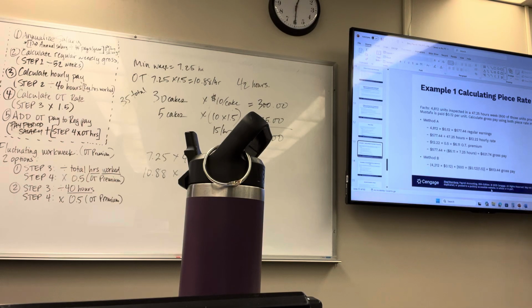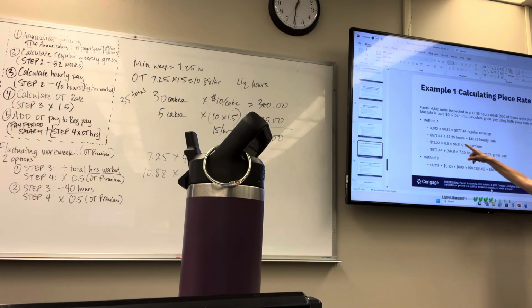600 of these units were inspected, not produced, during those 7.25 hours. He's paid 12 cents per unit. Calculate the gross pay using both piece rate methods. In the first method, we have to convert this to an hourly rate. So he has his total regular earnings. We multiply the total number of units inspected times the amount he's paid, so he's paid $577.14 in total.